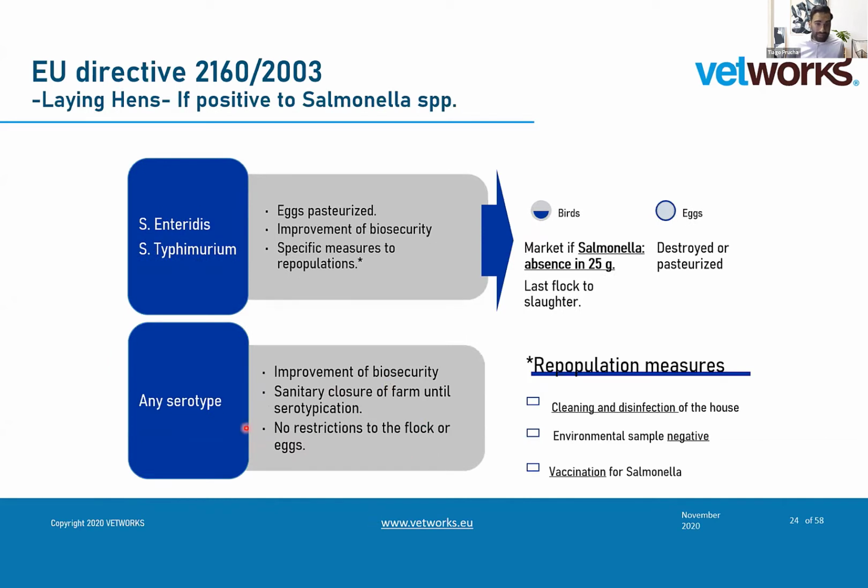In laying hens, it's more or less the same thing, but you have fewer limitations. So if you're positive for Enteritidis or Typhimurium, birds can be marketed, meaning meat can be sold if Salmonella is not present in 25 grams of the meat. And eggs have to be destroyed or pasteurized. The repopulation measures are the same. And if it's any other serotype, the same rules as before apply.